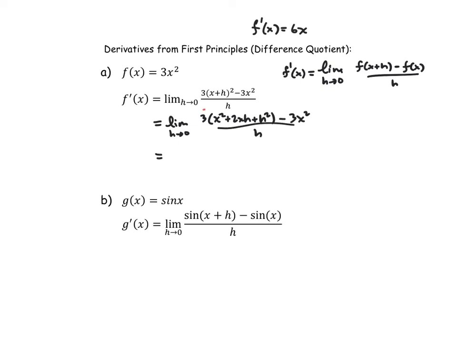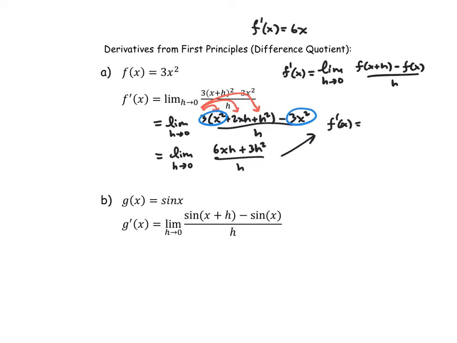You're going to notice if I distribute this 3 to each of these terms, this first term, which will be 3x squared, will cancel with this term 3x squared. They'll reduce out. So I'll have the limit as h approaches 0 of 6xh plus 3h squared all over h. Now let me work my magic here.